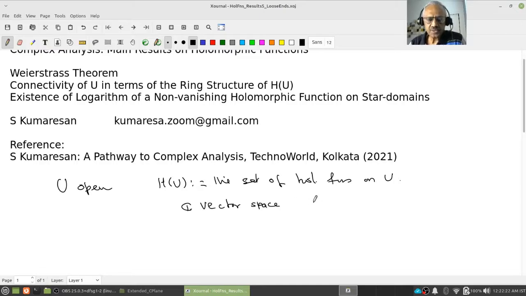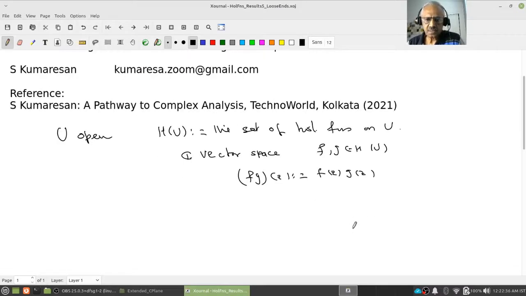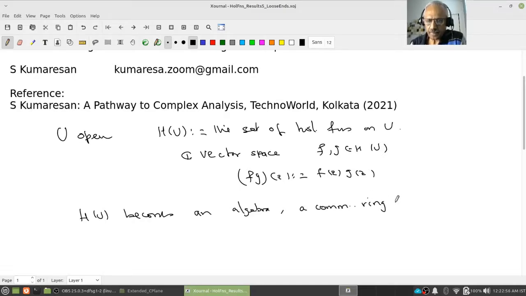And it also has a ring structure, multiplication. That is, if F and G are there, I can define FG, which is again holomorphic, defined to be F of Z times G of Z. Since the constant function 1 is there, H of U becomes an algebra, which is essentially vector space structure as well as ring structure. In particular it's a commutative ring with identity.